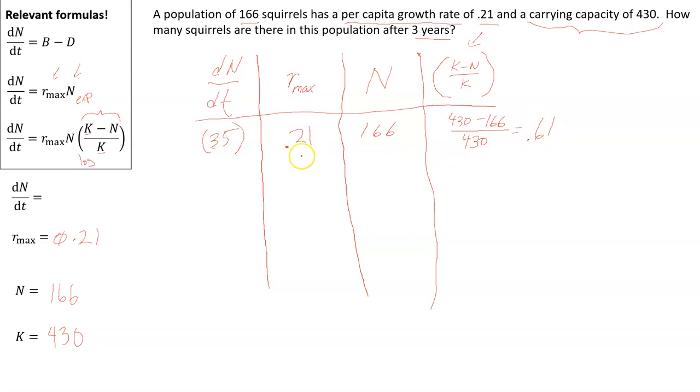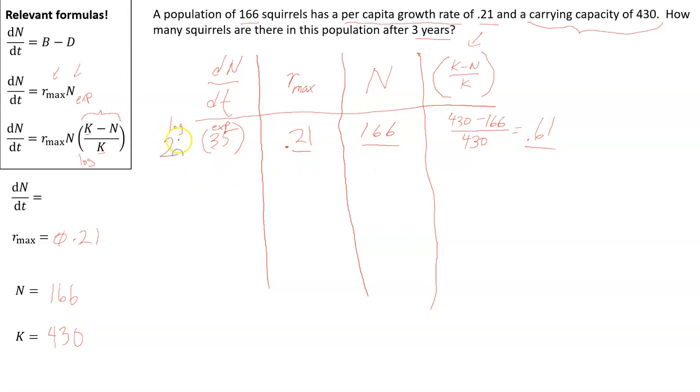So for logistic growth, we need to multiply R max times N times K minus N over K to get our dN/dt. Of course, with exponential growth, it's 35. Let's see what it really is for logistic growth. This is the real number we're going to use over here. All right, go ahead and multiply 0.21 times 166 times 0.61. You should get about 21.